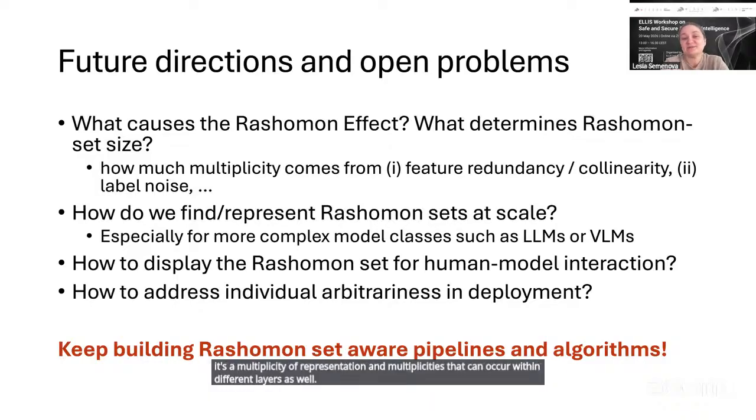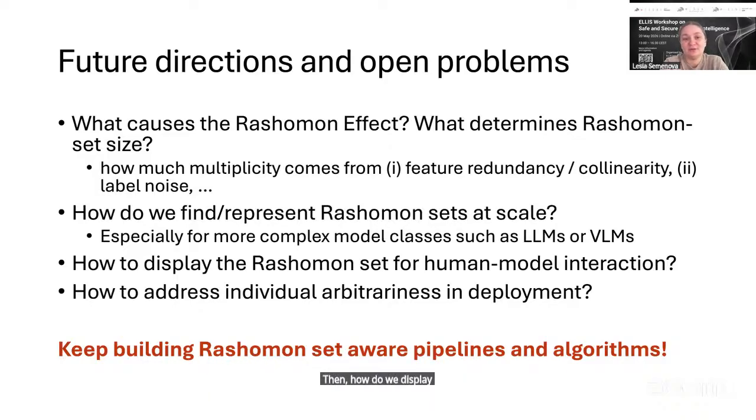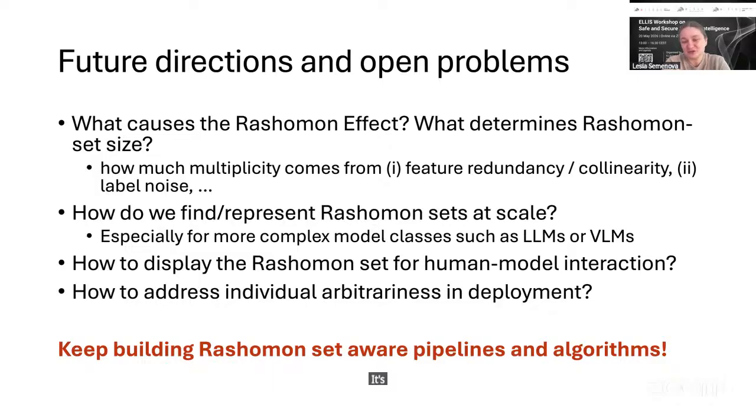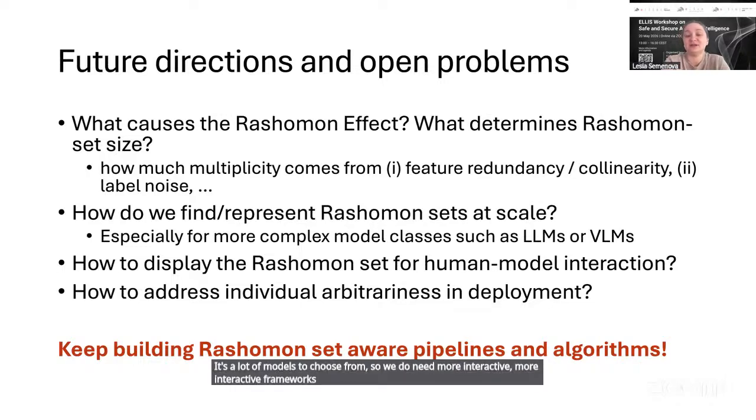Then, how do we display these Rashomon sets for human-model interactions? What I didn't mention is that sometimes, for some benchmark datasets, the size of the Rashomon set can get up to millions of models or even 1 billion models. It's a lot of models to choose from. So we do need more interactive frameworks to help humans interact with this huge set of models.